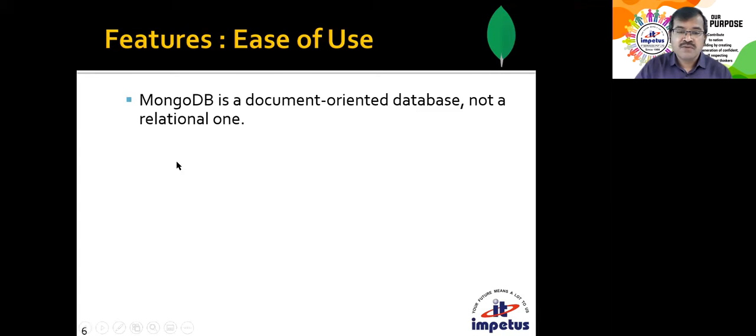You may say, sir, what's the big deal? It is a big deal. Ease of use. It is a document-oriented database, not a relational one. And I told you, in relational databases, we always have the table. There has to be a schema. Schema means a structure. Those who come from a C or programming background, remember you define a structure or a class, then every object of that particular class or structure would be of the same design. The design is fixed. So schema is fixed.